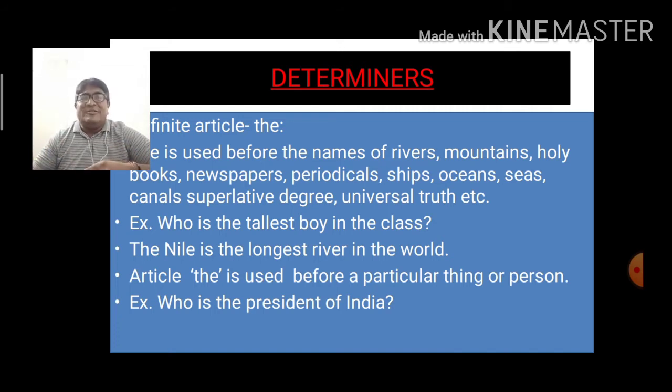Before the names of newspapers, the Times of India, and even magazines, the Outlook, we have to use the article "the". There are many magazines available in the country, in regional languages, national languages, and even international languages. So we have to use the article "the" before them. Even holy books, the Ramayana, the Mahabharata, the Quran, these are holy books, and before the names of these holy books, we have to use the article "the". So I hope you have understood articles, definite article and indefinite article.